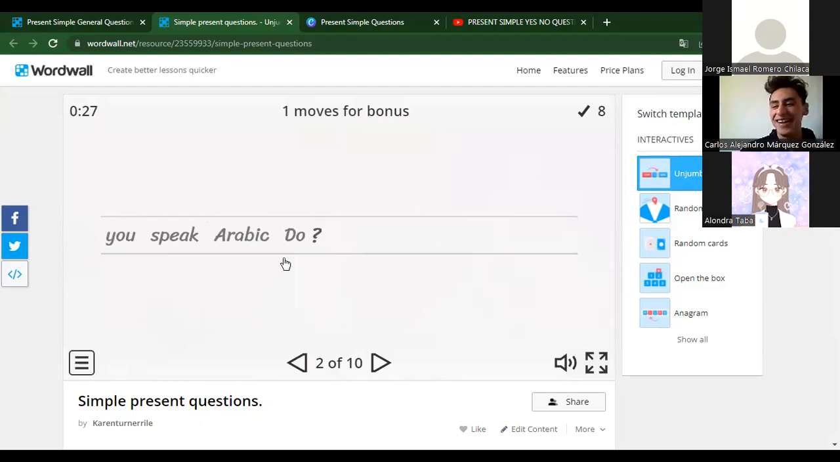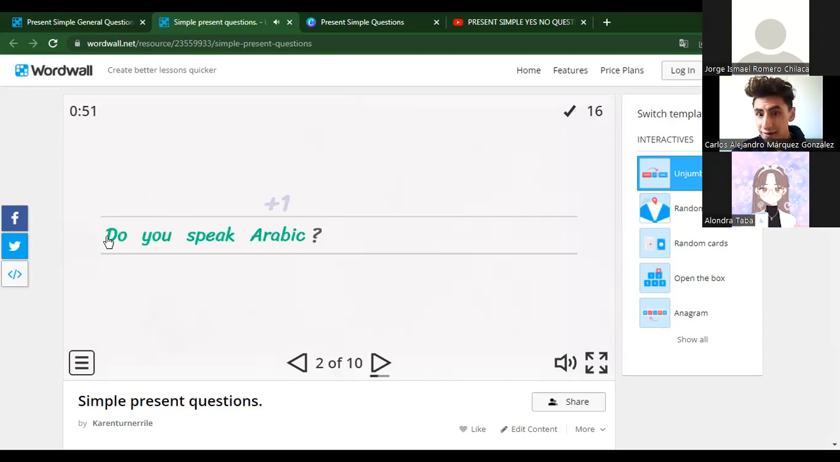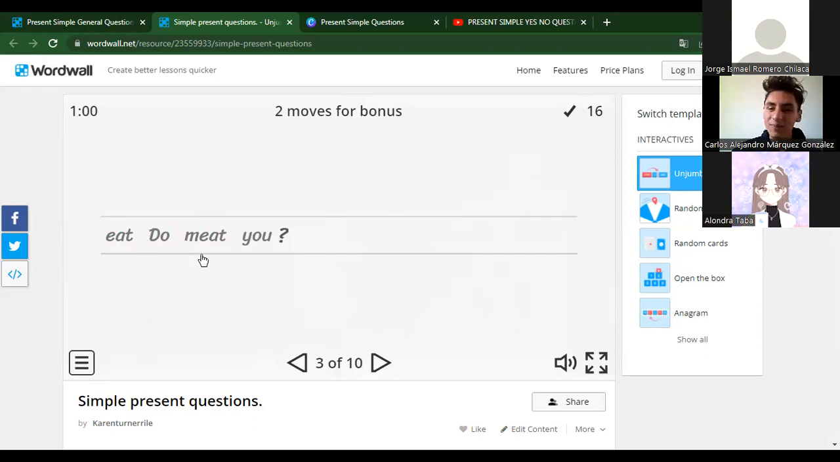What about this one? First, the auxiliary, then the subject pronoun, then the verb, and finally the complement. Okay. So do you have an idea? It's an affirmative sentence, affirmative question. Okay. Do you speak Arabic? ¿Hablas árabe? Do you speak Arabic? No, I don't speak Arabic. I think it's one of the most difficult languages. I speak Spanish. Okay. What about this one?